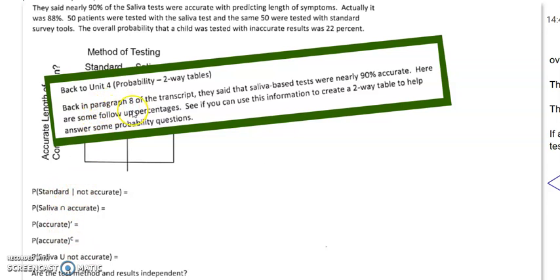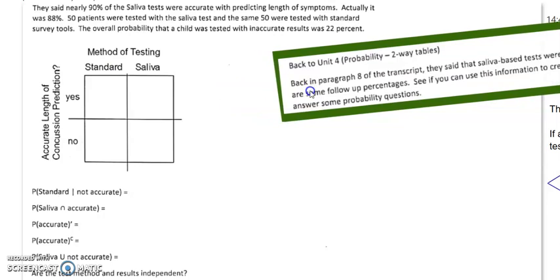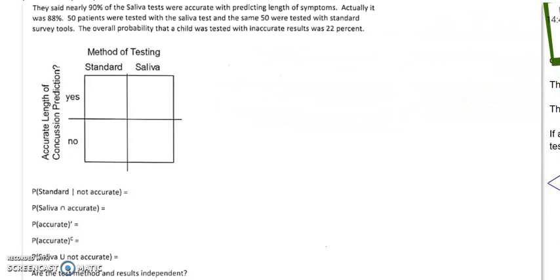Back in paragraph 8 of the transcript, they said that saliva-based tests were nearly 90% accurate. Here are some follow-up percentages to see if you can use this information to create a two-way table and answer some of the probability questions. So pause it if you want to calculate it yourself and see if you're right. Maybe pause it right now and fill in this two-way table based on the information provided here. But I'm going to go ahead and do it.